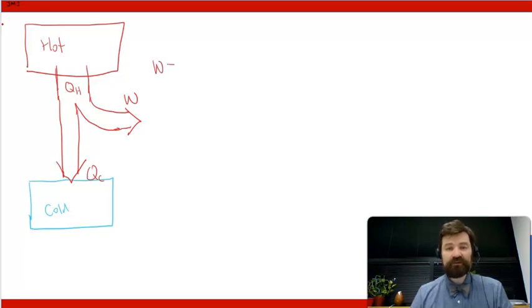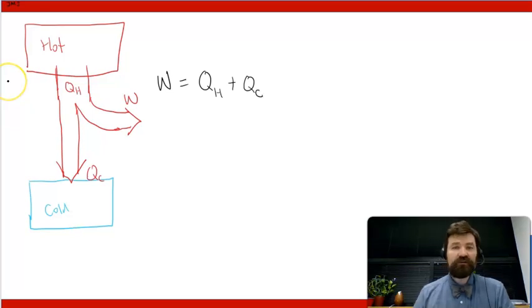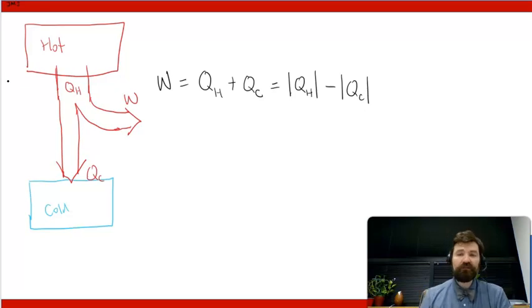So the work in this system, let's go ahead and write it back in black. Let's say the work done is QH plus QC, where QC is negative. So we could write this as the amount of heat from the hot minus the amount of heat rejected, or minus the amount of heat pulled into the cold. So this is how much work is being done by this heat engine. So this diagram represents a heat engine.